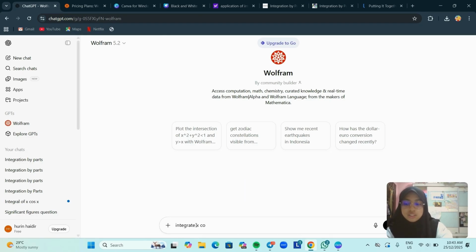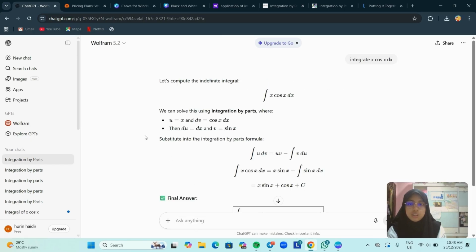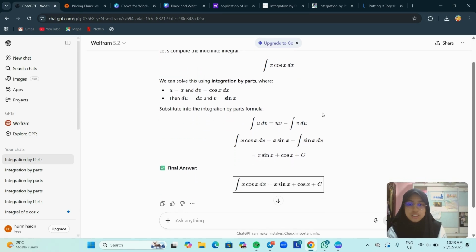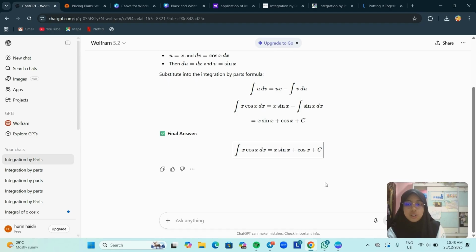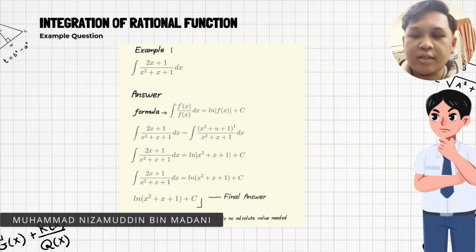Integral of x cos x dx. So we enter the equation. So this is how I use Wolfram Alpha for computing my equation. This is the final answer that I get. And this is how I use Wolfram Alpha to solve my equation. Thank you.